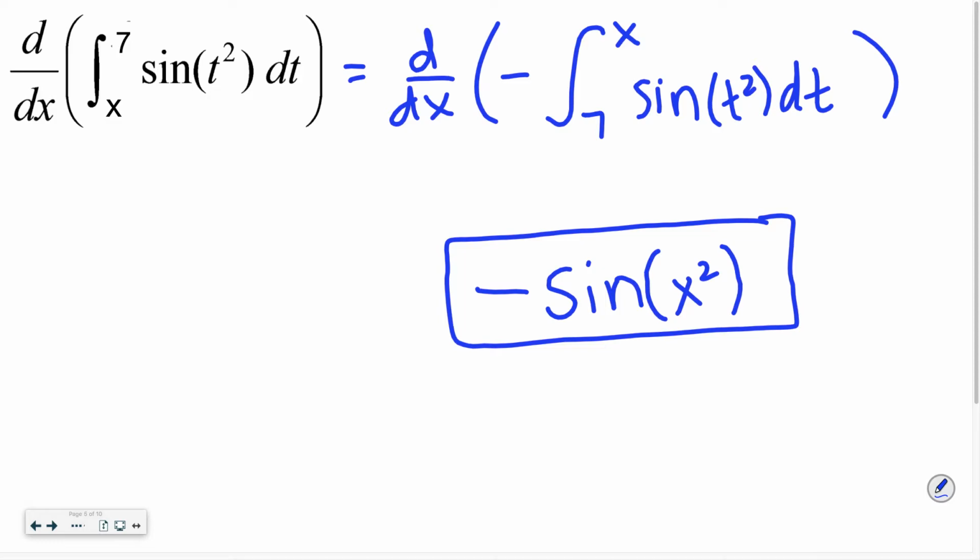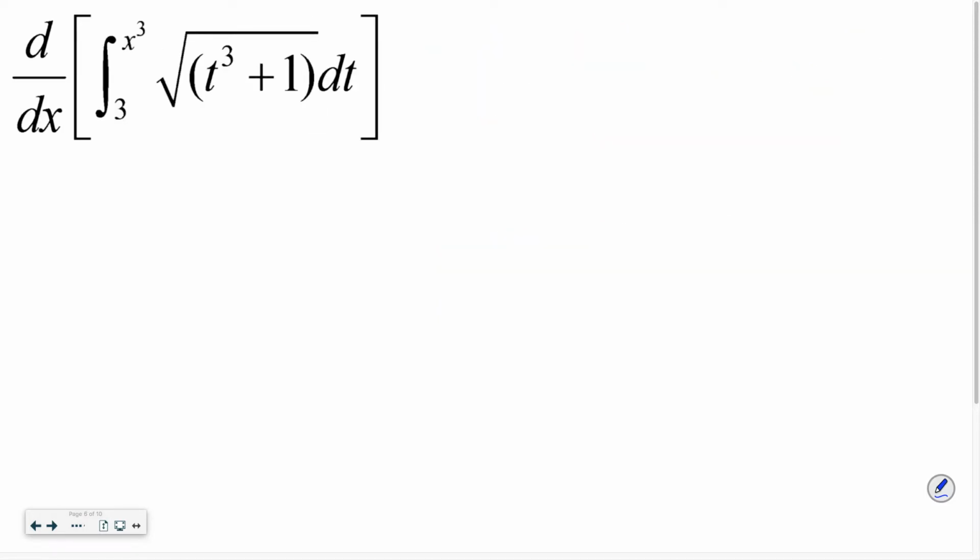The other way we can make these problems exciting is to do something like this, a problem that's a little different. Okay, we have x cubed as our limit of integration instead of just x. So I'll let you finish writing it down and I'll tell you what we're going to do.